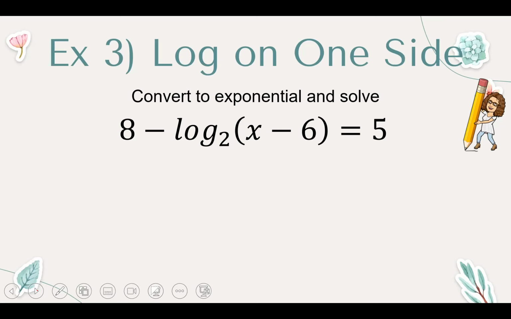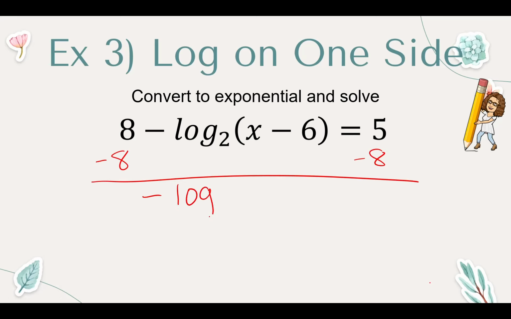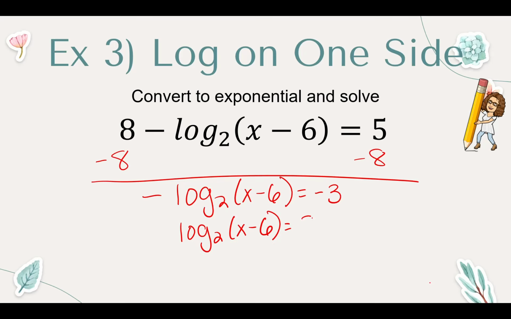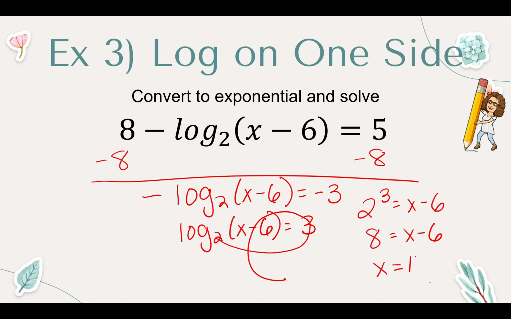Now, logs on one side, remember we had to get the log alone. So I would subtract 8. Divide by a negative, right? Get my log completely alone. And then when we're stuck here, we had to go to exponential form. So we went 2 to the third equals x minus 6. We know 2 to the third is 8. So I'd get x equals 14.